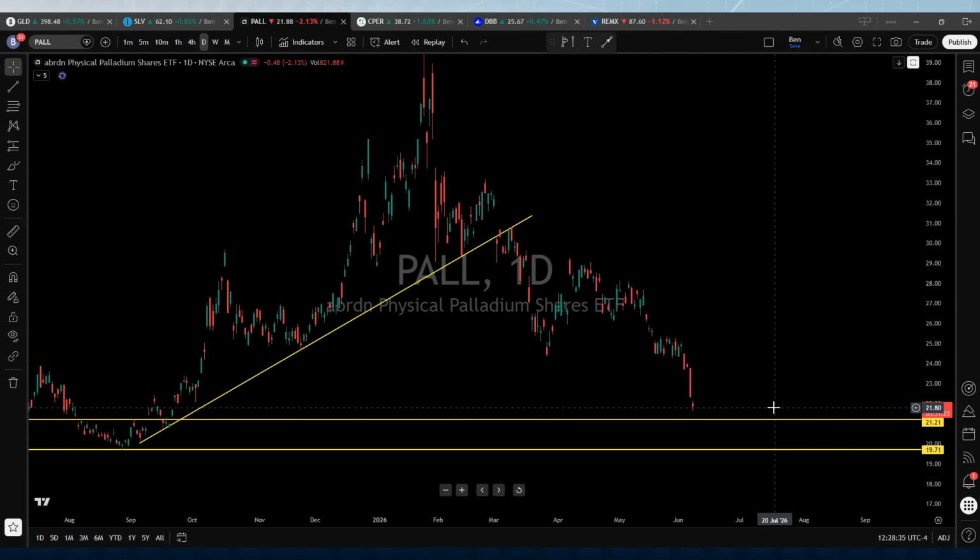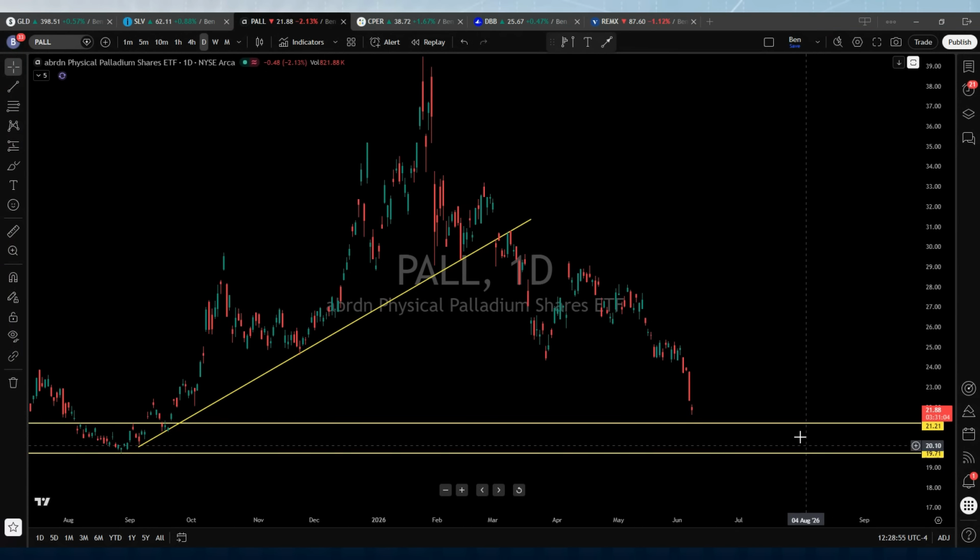Overall, the chart of Palladium is really, really weak. As you can see, we've created this pivot top here, a low here, a lower high, put in a lower low, nice bearish consolidation, and now we're starting to roll over. So again, 21.21, you should get a lot of support. However, if that fails, you got to identify the next support level, which is 19.71.